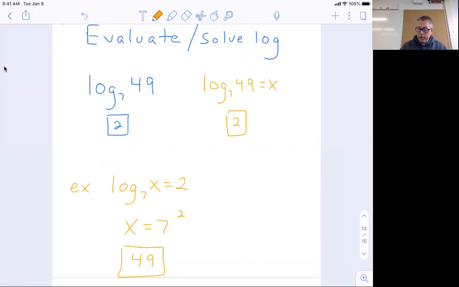Okay. Or you could think of it as evaluating, just like this: log base 7 of what number is equal to 2, and just think, well, I know 7 squared is 49, so x is 49. That would be another way to process that.